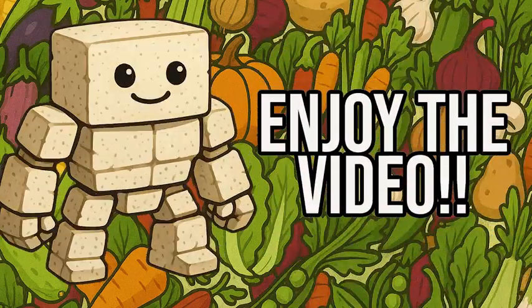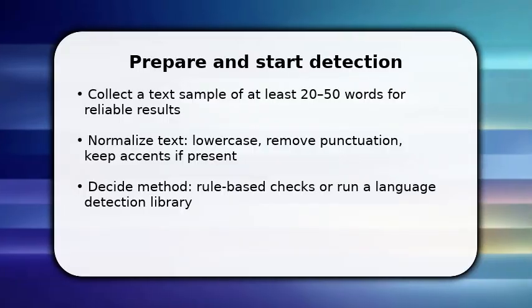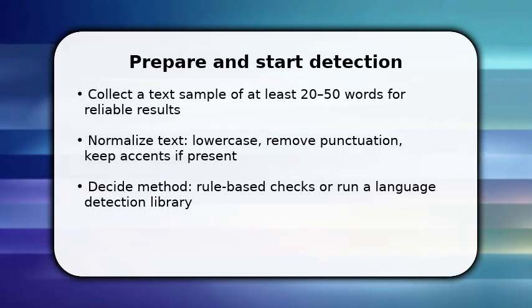Please enjoy the video. You begin by getting a clean sample. Copy 20 to 50 words that represent the document. Once collected, normalize the text by lowercasing and removing stray punctuation, but keep diacritics for clues.